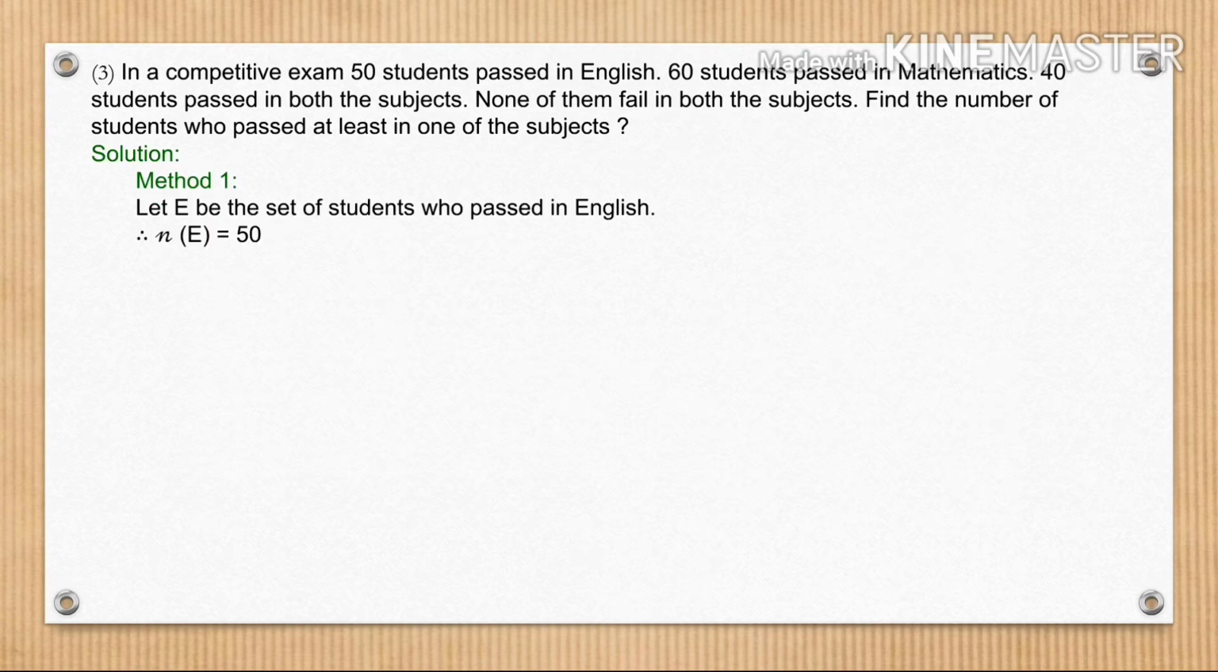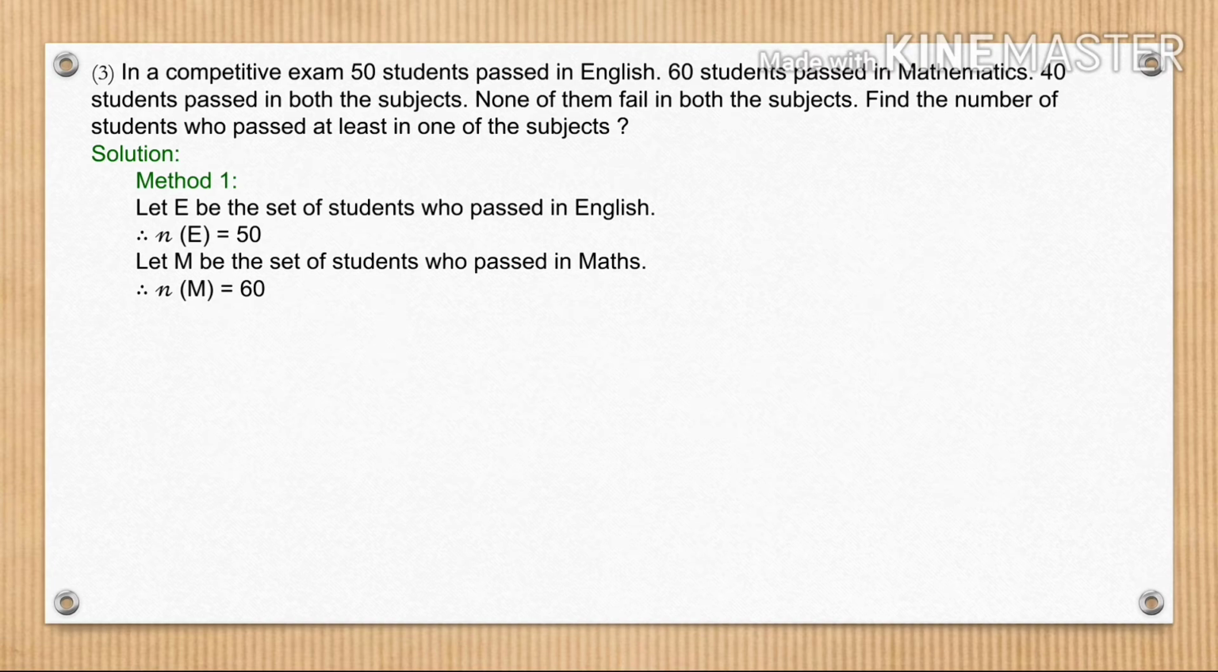Method 1. Let E be the set of students who passed in English. Therefore, the number of elements in set E is equal to 50. Let M be the set of students who passed in maths. Therefore, the number of elements in M is equal to 60. 40 students passed in both subjects. That means the number of elements in E intersection M is equal to 40.